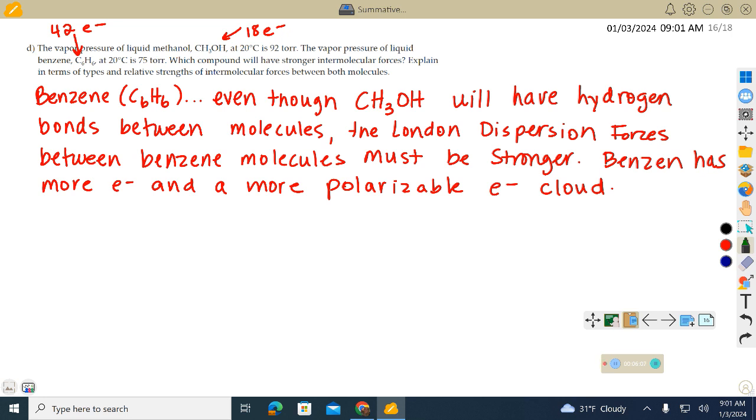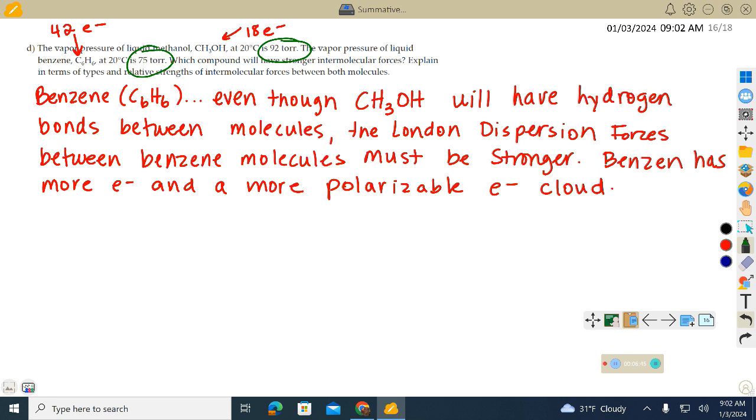Okay, so my first thought, if I weren't given any data, I would assume that the methanol's got stronger intermolecular forces. There's an OH group on the end. But I have to look at the data that I'm given. The vapor pressure of methanol is actually higher than the benzene. And a higher vapor pressure means lower intermolecular forces, weaker intermolecular forces. It means that those methanol molecules are more likely to evaporate, go off into the gas phase, bounce around, and create pressure.